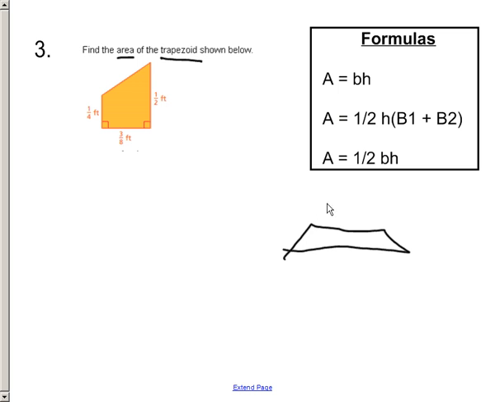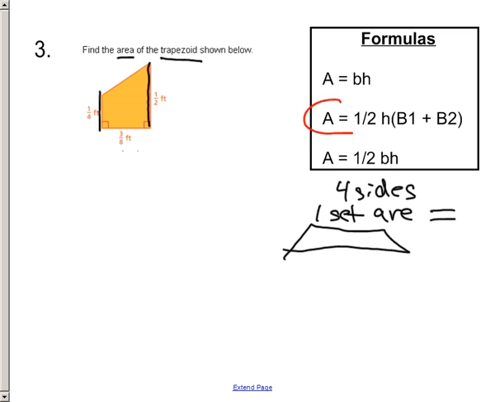But the definition of a trapezoid is that number 1, it's a quadrilateral, so it has 4 sides. And then number 2, one set of lines are parallel. And we'll use this as a diagram for parallel. So unlike a parallelogram, where both sets of opposite sides are parallel, in a trapezoid only one is. So you can see this does have 4 sides, and you can see that one set of opposite lines, these two, are parallel to each other, and these two are not. So that makes this a trapezoid. So since it is a trapezoid, we are going to use this formula right here.